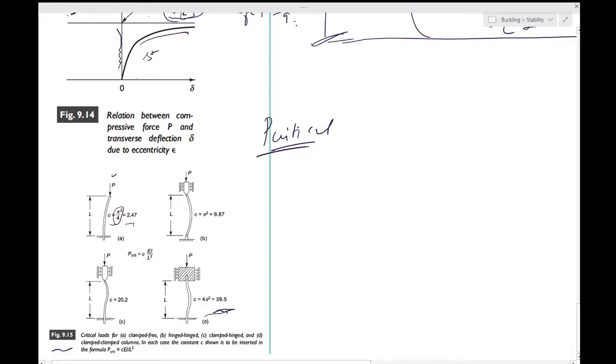Most column supports provide more restraint than a hinged joint, but not as much restraint as a clamped joint. So somewhere in between is what you would have your P critical. This is the idealized case, no support at all, and this is like a clamped joint, but in reality most of them are somewhere in between. So in many cases, a designer can use his or her judgment and experience to interpolate between tabulated results such as those given in figure 9.15. So you can have different cases and see how you are going to design your structure.